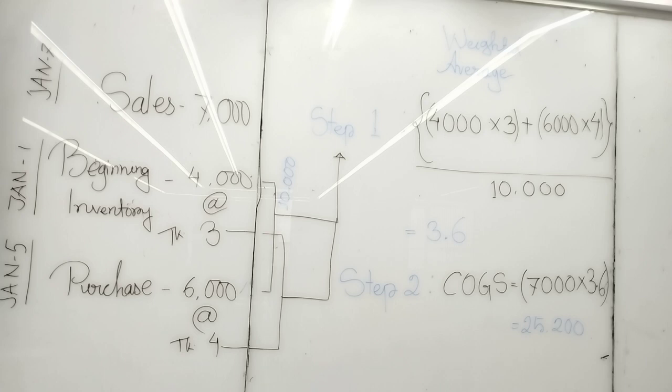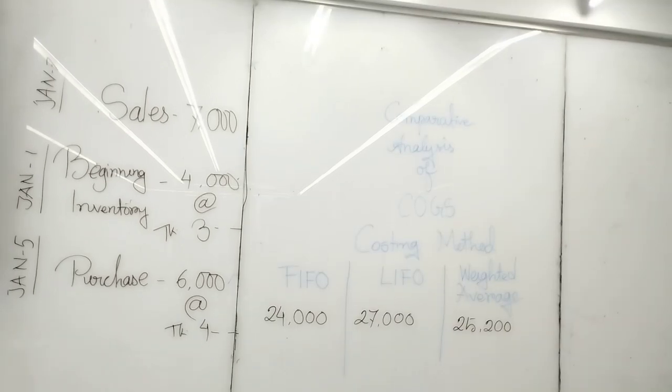Now we will be showing you a comparative analysis of the results and how they affect our costing method and accounting. Here is a comparative analysis of the cost of goods sold under the costing methods we have done so far. In the FIFO method we have derived 24,000 of costs. In the LIFO method we have got 27,000. In weighted average we have got 25,200 taka.